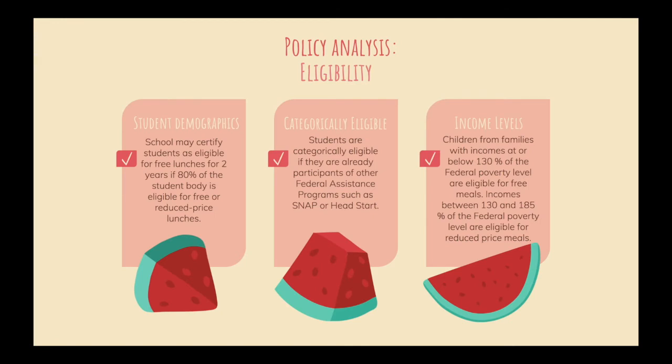So there are 3 ways that determine whether a student is eligible for free and reduced lunch. In schools where 40% of the student population come from low-income families, they're considered Title I schools, such as Hoover High School in San Diego. They're more likely to receive free and reduced lunch for the entire student body because 80% of the student body is eligible for free and reduced lunch.